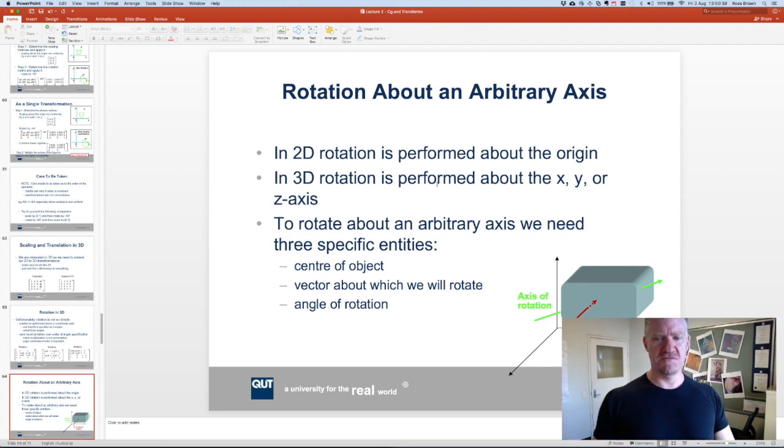In 2D, rotation is performed around the origin. In 3D, rotation is performed around the X, Y, or Z axis. To rotate about an arbitrary axis, we need 3 specific things: the center of the object, the vector about which we will rotate, and the angle of rotation.